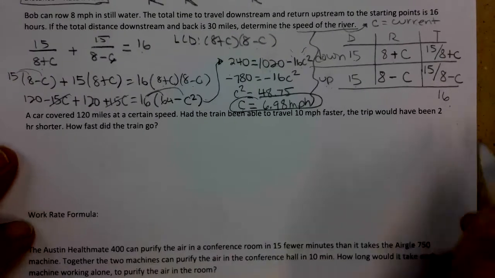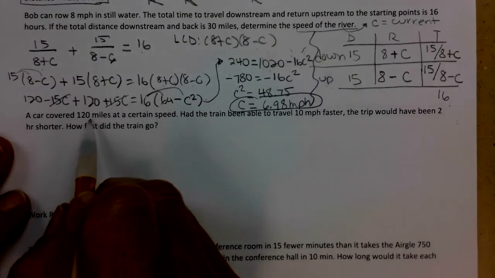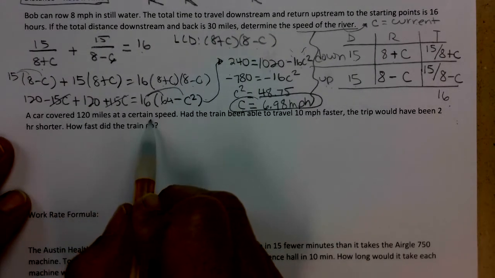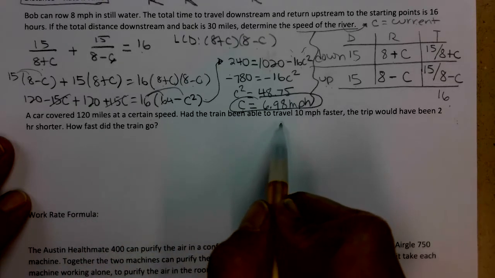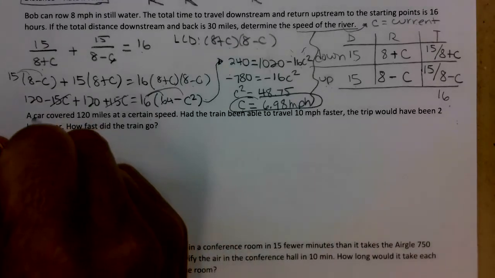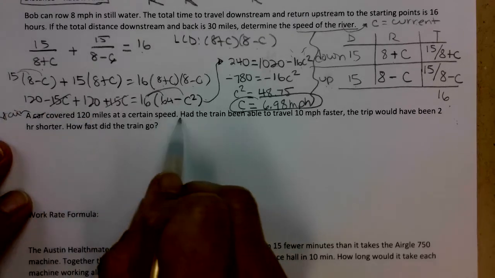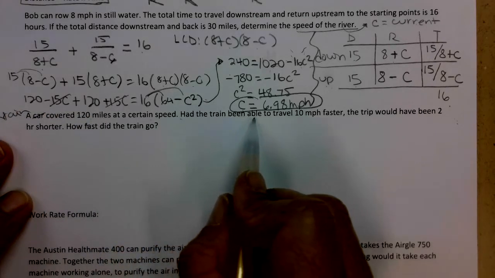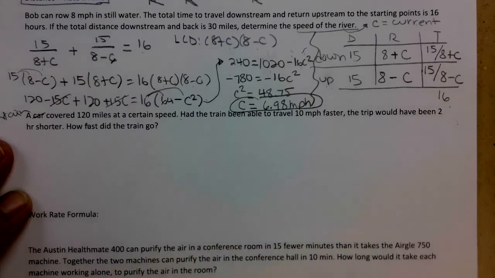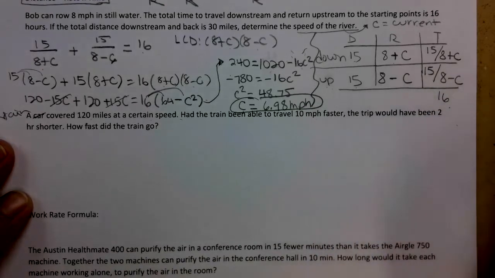Try to write a little bit smaller. So a car covered 120 miles at a certain speed. Had the train been able, so these are supposed to both be trains, I guess. So a train covered 120 miles at a certain speed. Had the train been able to travel 10 miles per hour faster, the trip would have been 2 hours shorter. How fast did the train go?